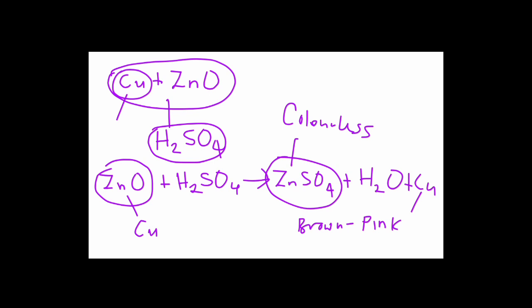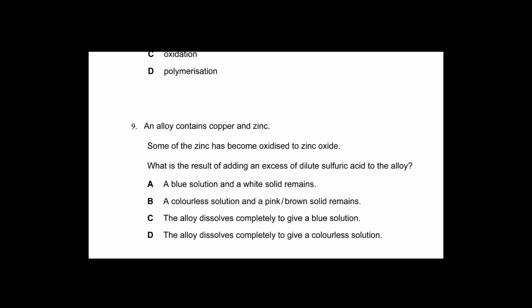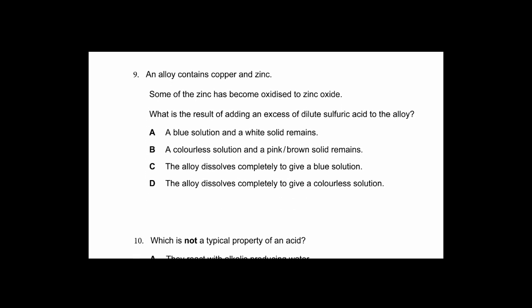So we can go back to the question and see what is there on the options. A, a blue solution and a white solid remains. According to my explanation, I said colorless. B, a colorless solution and a pink brown solid remains. This is likely to be the answer. The alloy dissolves. It can't dissolve because copper is not able to react. Even if it is going to dissolve, copper is going to remain as an insoluble substance. So these are wrong answers, my dear learners. Interesting.